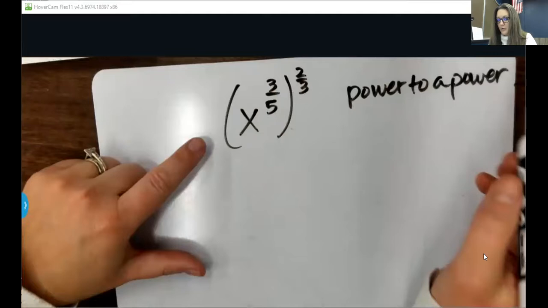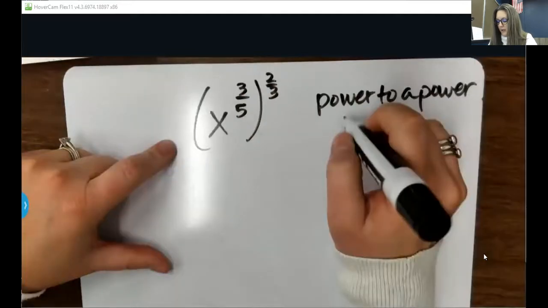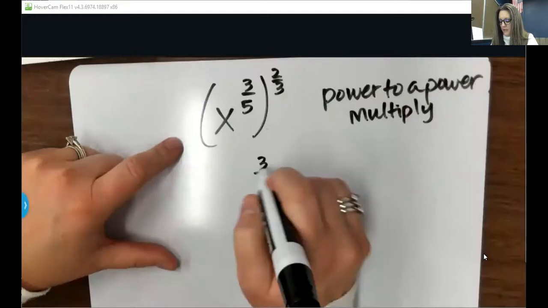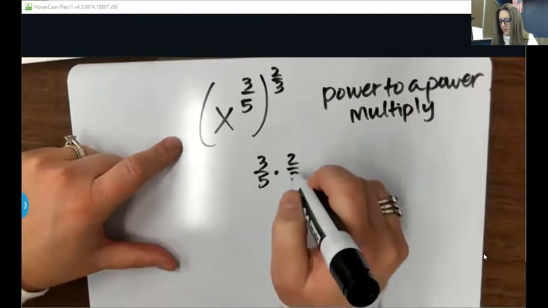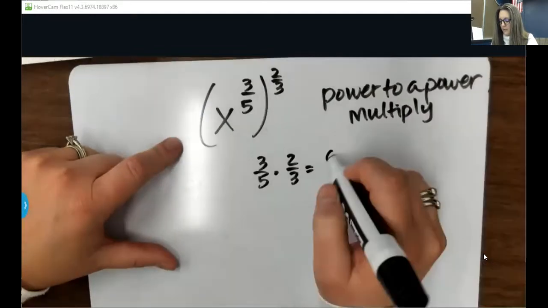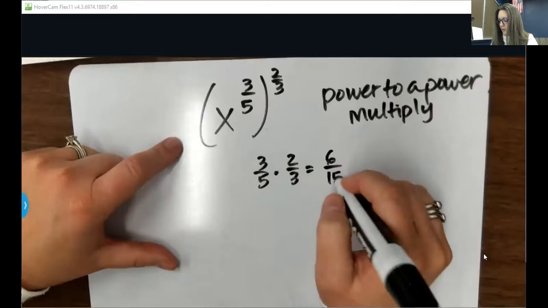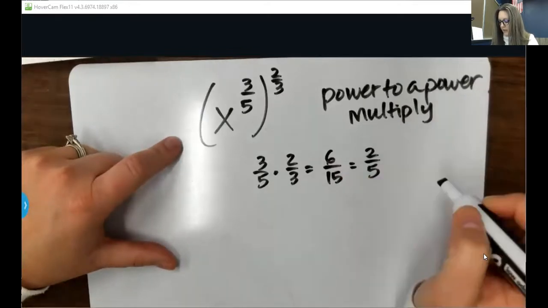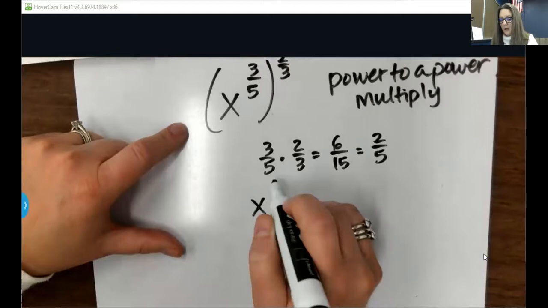When we have a power to a power rule, we're going to be multiplying. So I'm going to multiply my exponents. 3/5 times 2/3. 3 times 2 is 6. 5 times 3 is 15. You can always reduce. Anytime you get a fraction, you can reduce, so 2/5 here. So I have x raised to the 2/5 power.